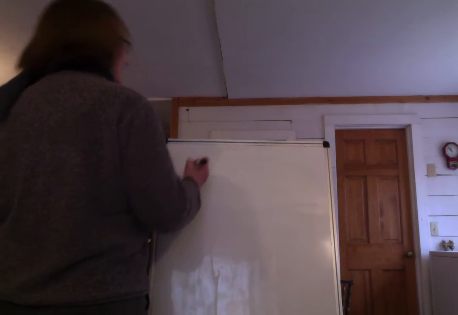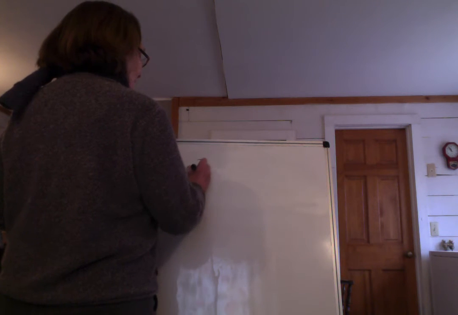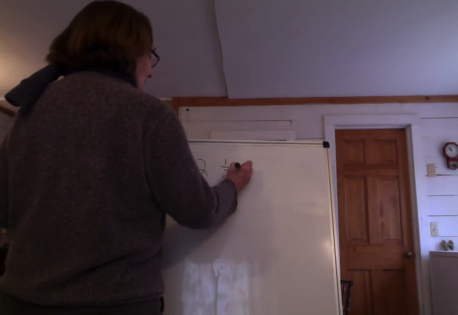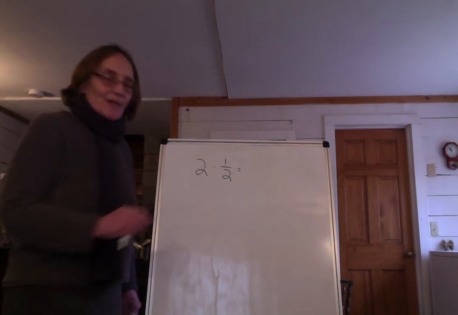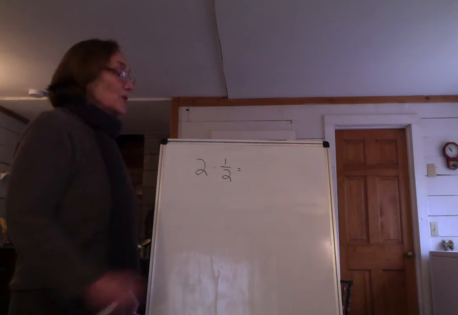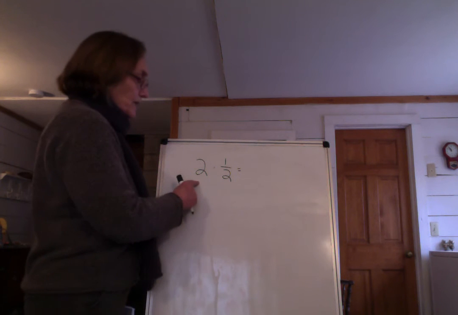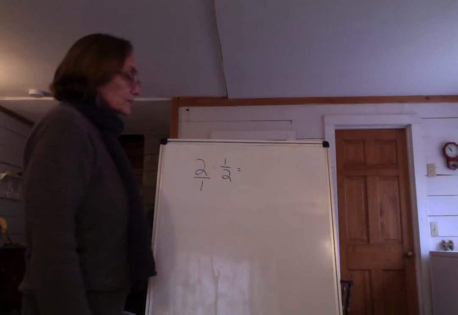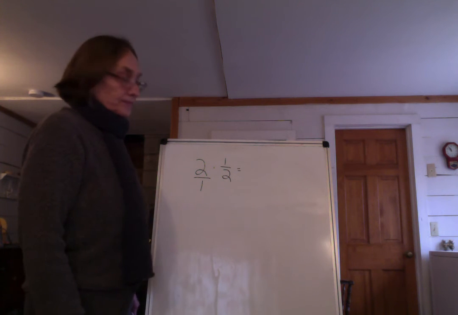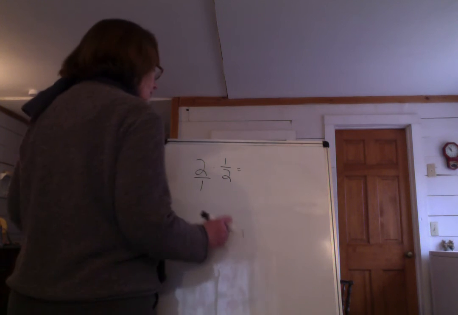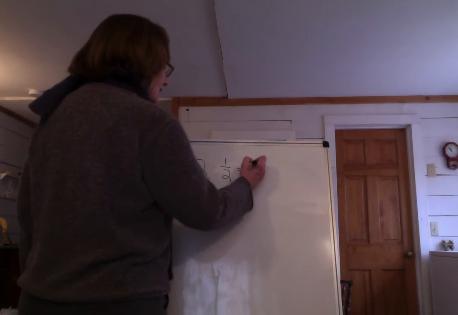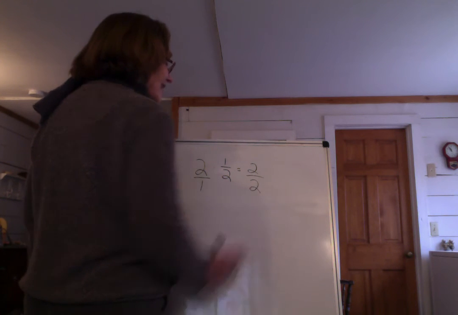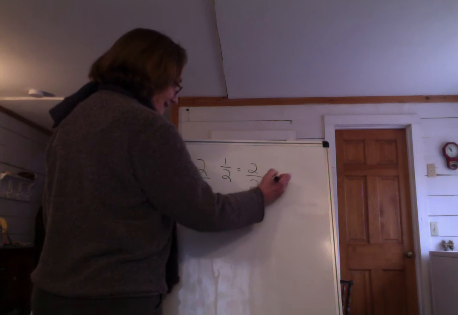Let's try one with a whole number. 2 times 1/2. Our job here is to make sure that both are fractions. To make this a fraction, we need to put a 1 underneath it. But we also have another job. 2 times 1 is 2. Draw our line. 1 times 2 is 2. Can that be simplified? Yes. 1.